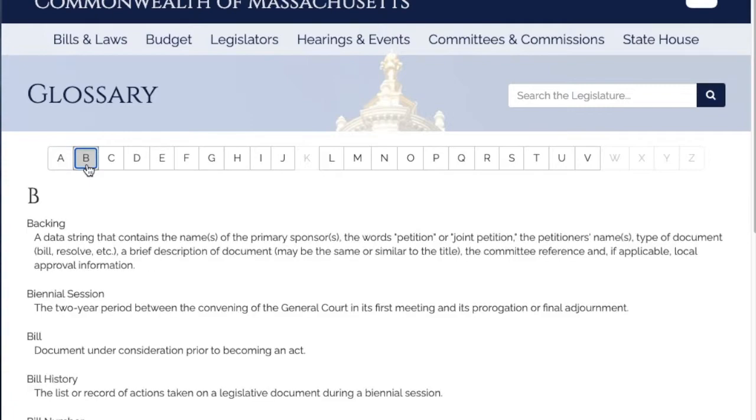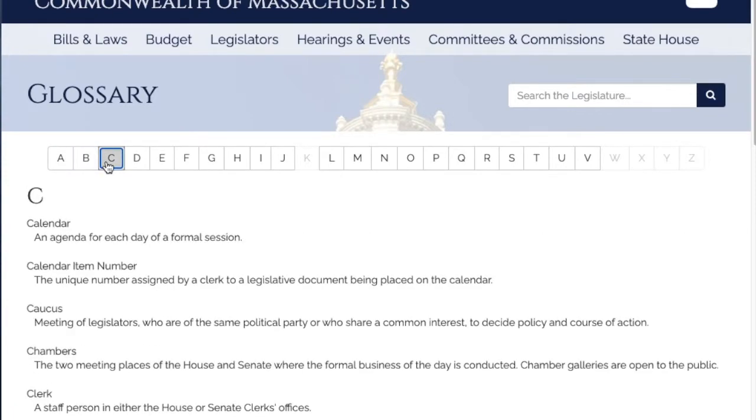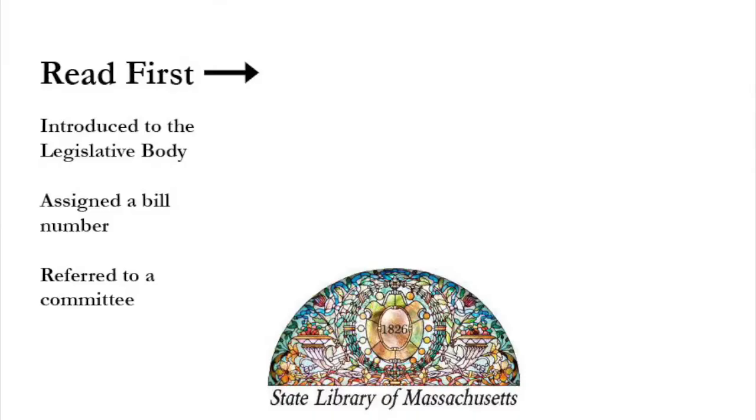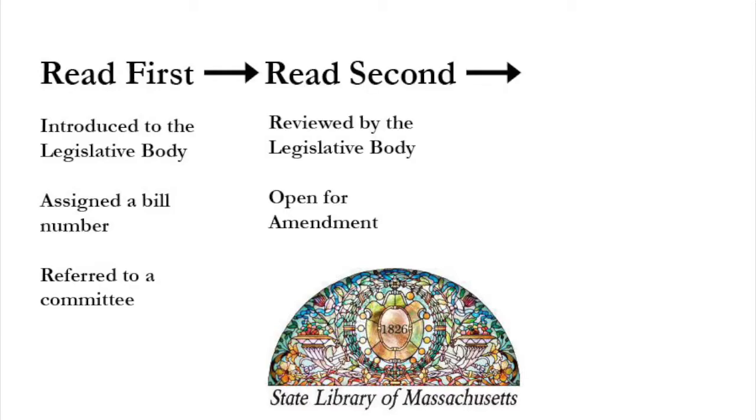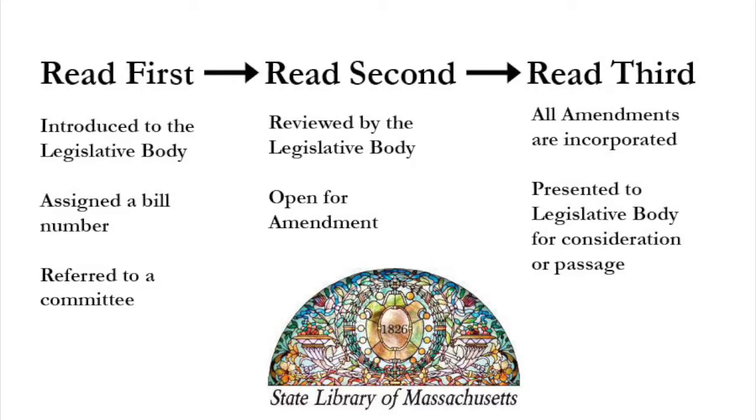In the journals, the legislature uses specific terminology to succinctly describe where in the legislative process a bill is. A first reading is when a bill is introduced to the legislative body, assigned a bill number, and referred to the appropriate committee. A second reading is when a draft of a bill is reviewed by the legislative body and becomes open to amendment. A third reading is when a bill with all amendments is presented for consideration and passage to the legislative body.